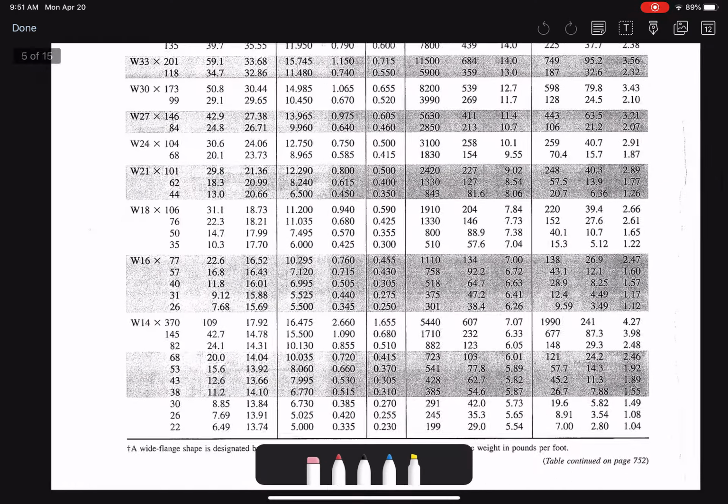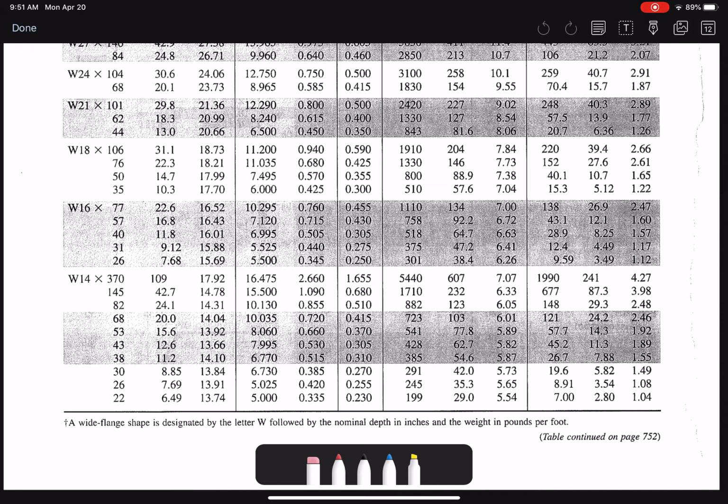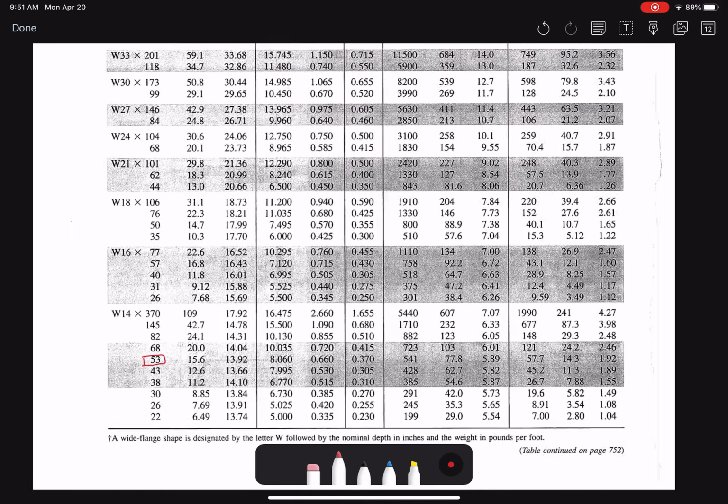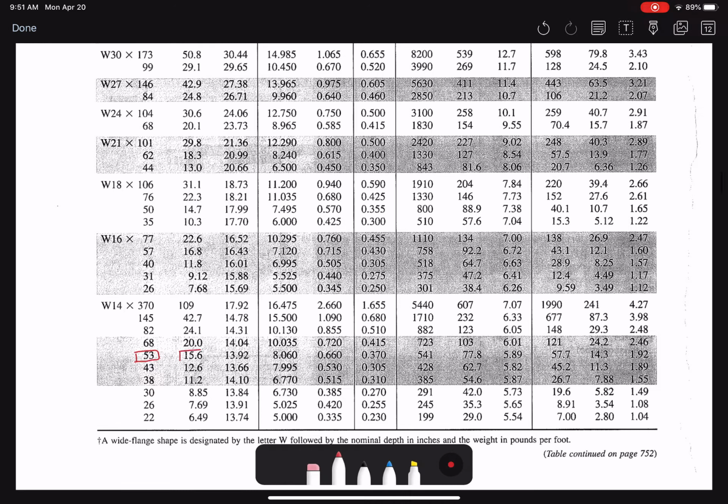Go to that appendix. The first one that I'm looking at is the W14. So 14 by 53. I have the area in the second column, and you can see the area is 15.6, which is greater than 5.21 inch square. And the I, in this case, is 57.7. Drop that down. We will write down later.